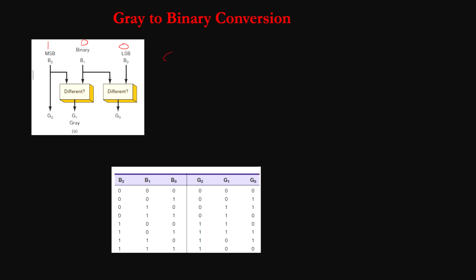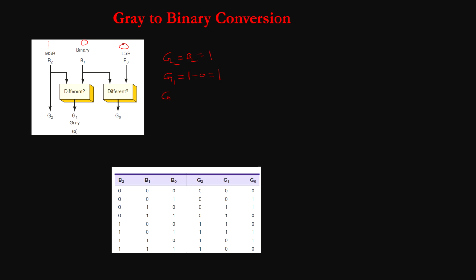So again Z2 is equal to B2. So that would be equal to 1. Simple. And what would be Z1? Z1 will be equal to B2, which is 1, minus B1. That would be equal to 1. Simple.